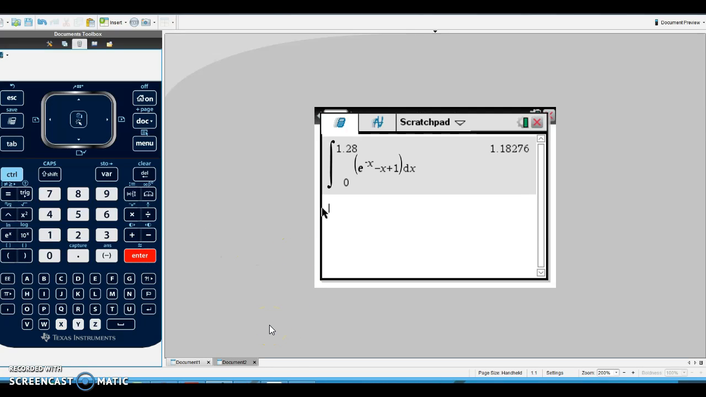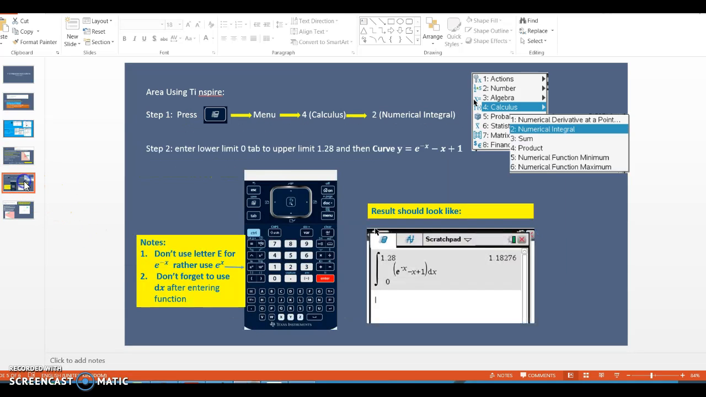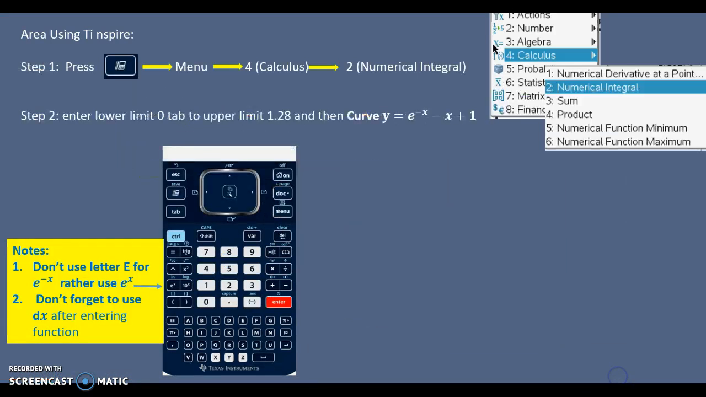So exactly this is what you have to show in your paper. Mention this part from 0 to 1.28, use proper symbols, dx, and write down your answer. I will repeat my instructions again. Using the calculator Nspire, press the menu button, go on the fourth, calculus, then go on the second number, numerical integral, enter your lower limit, tab for the upper limit, and the function.